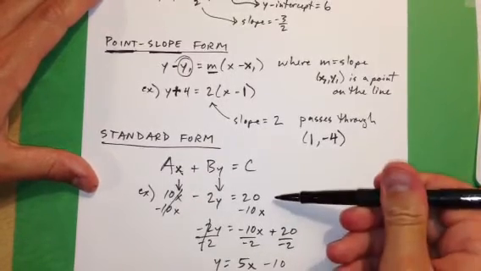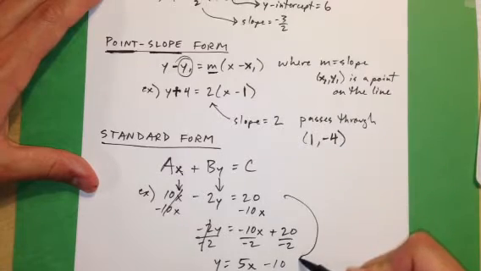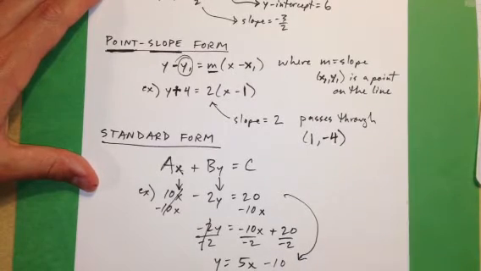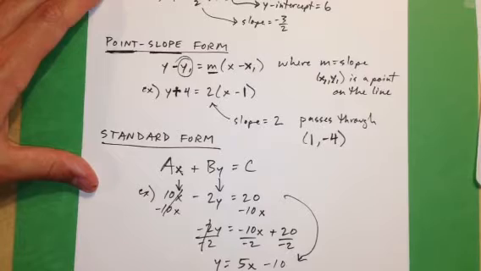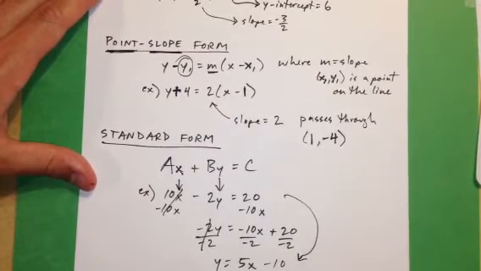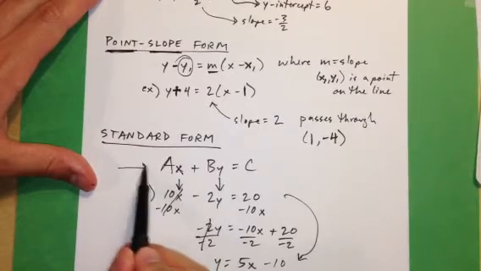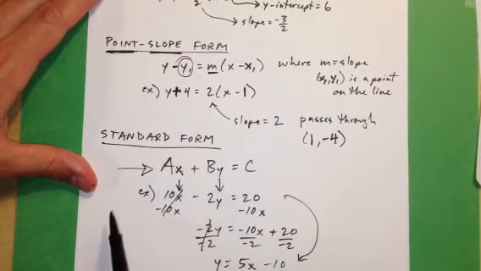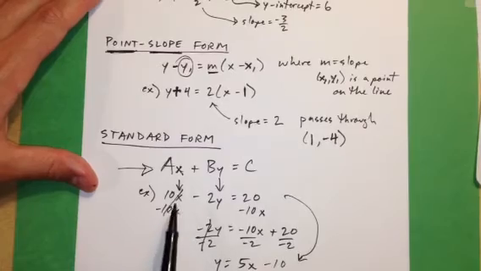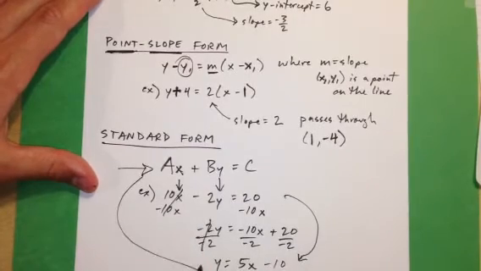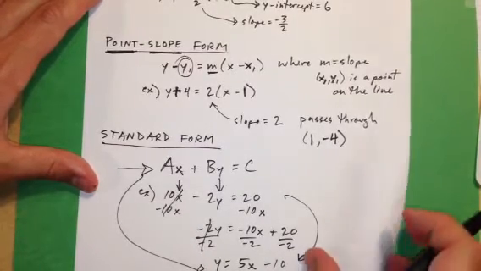So we started in standard form, and we got into slope-intercept form. So the slope of this line is 5, and the y-intercept is negative 10. You cannot automatically tell the slope and y-intercept just from looking at an equation in standard form. That's why you have to know how to rearrange the variables to change it into slope-intercept form.